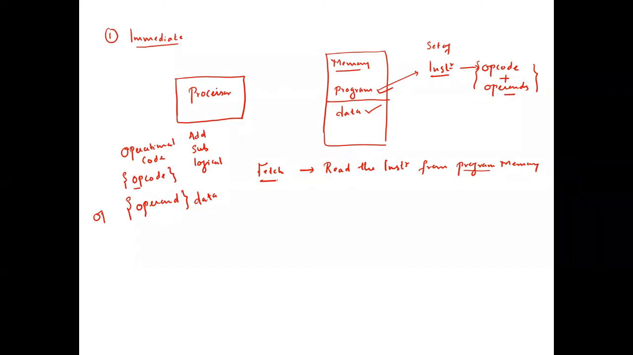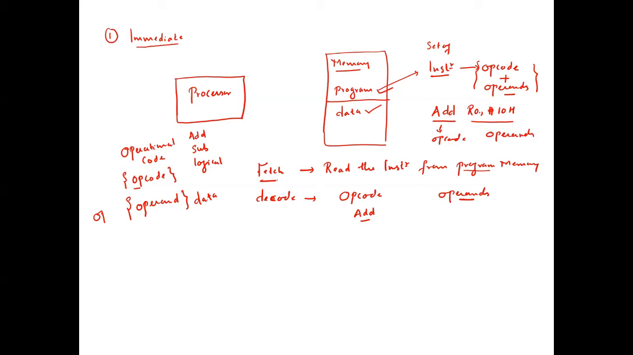After reading the instruction, the processor will go and decode that instruction. What is this decoding? It will separate out the operational code and the operands. For example, the operational code can be add. Say I am going to write one instruction: add R0 comma #10H. So this is one instruction. This means an opcode, and these are the two operands.